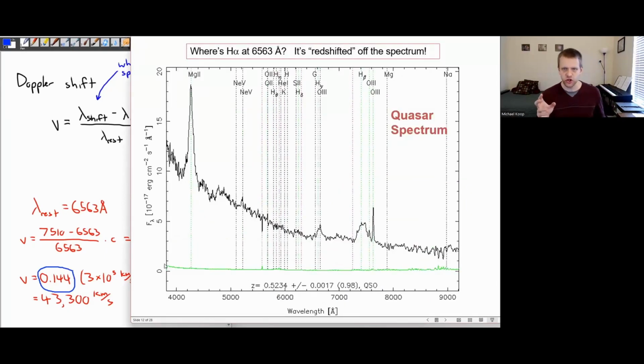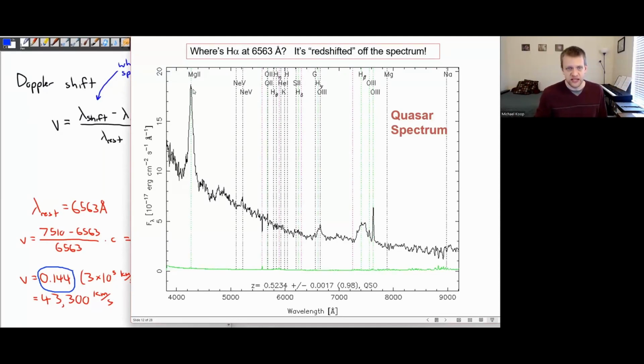Now, just to show how extreme this can get, this is the spectrum of a quasar. When we talked about quasars, we said they're generally very, very far away. They're more common in the past, so we're seeing their light as they were in the past. On this spectrum, notice that we don't even see the hydrogen alpha line because it's been so redshifted that it's just off the side of the graph. It's now into the infrared part of the spectrum.